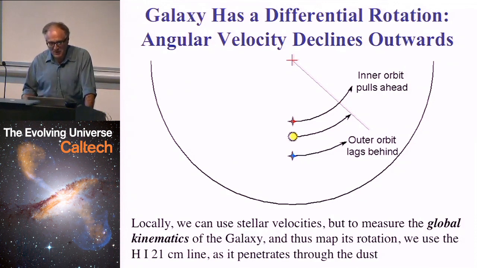The important thing about the rotation of the galactic disk is it's a differentially rotating disk, meaning the angular velocity is a function of radius. It's not like a solid body disk that will have constant angular velocity everywhere. Inner parts are spinning faster.